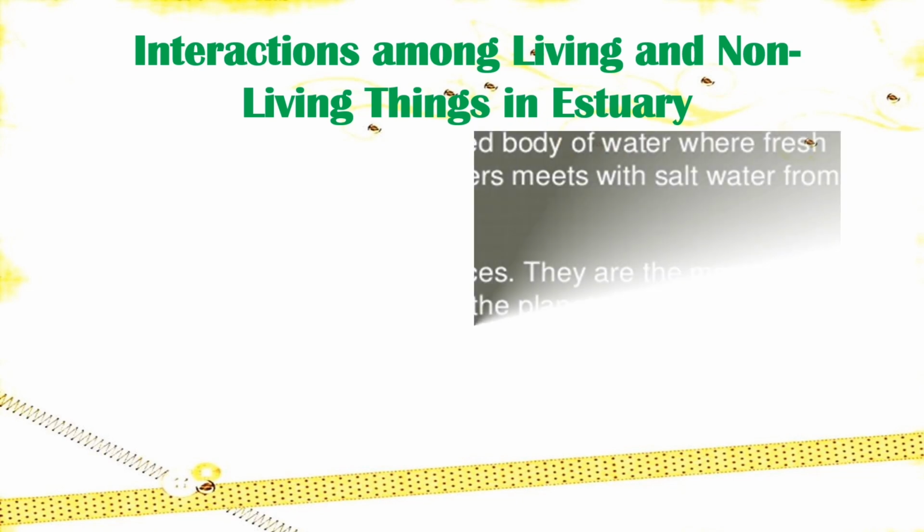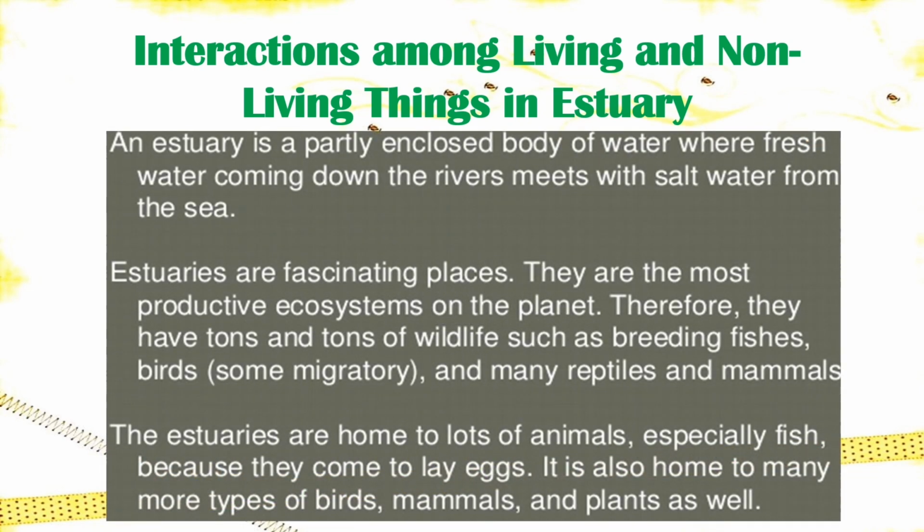Now let's talk about the interactions among living and non-living things in an estuary. An estuary is a partly enclosed body of water where fresh water coming down the rivers meets with salt water from the sea. Estuaries are fascinating places. They are the most productive ecosystems on the planet. Therefore, they have tons and tons of wildlife such as breeding fishes, birds, some of them migratory, and many reptiles and mammals. The estuaries are home to lots of animals, especially fish, because they come to lay eggs. It is also home to many more types of birds, mammals, and plants as well.